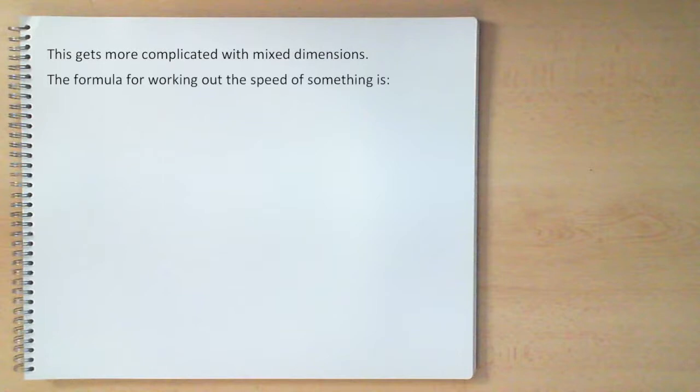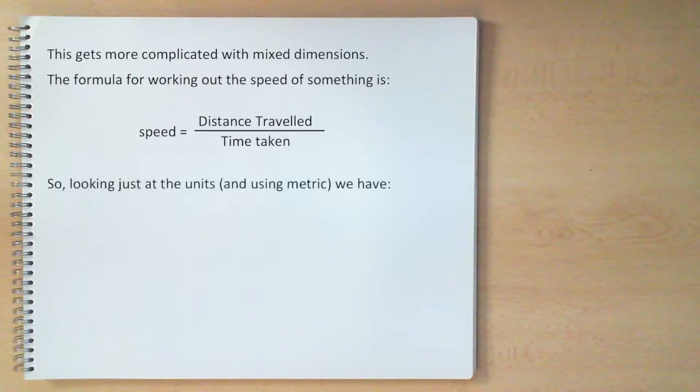Let's make this a little bit more complicated by looking at mixed dimensions. As an example, we're going to look at the formula for working out the speed of something. The formula for working out the speed is the distance travelled divided by the time taken. So just looking at the units here and using metric units rather than imperial, we have speed is equal to meters divided by seconds. Now this can be written as meters divided by seconds, the way we have done there, or with a slash, the way we have done there, or as meters s to the minus 1.